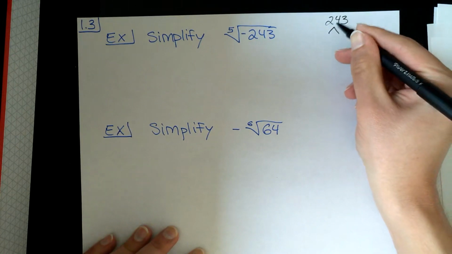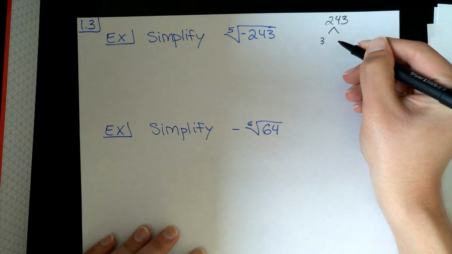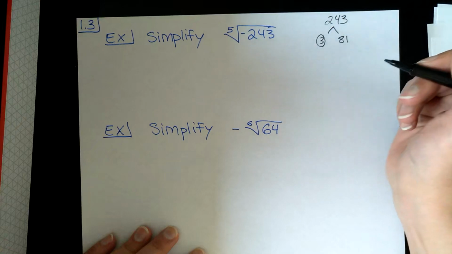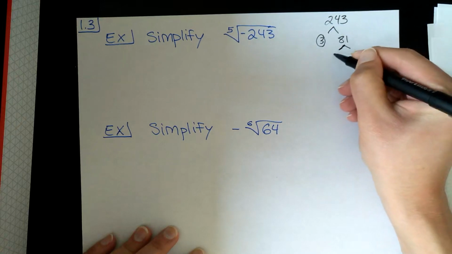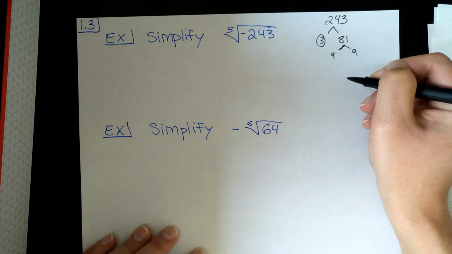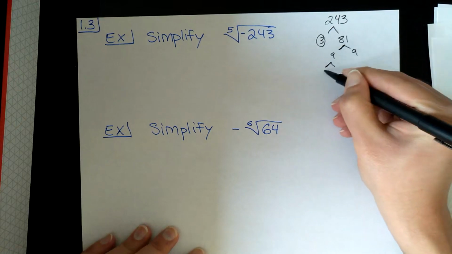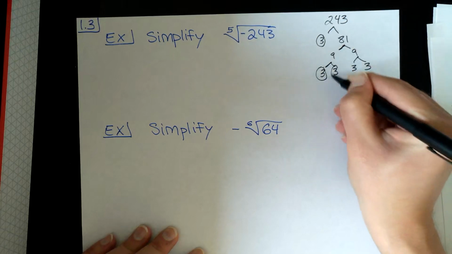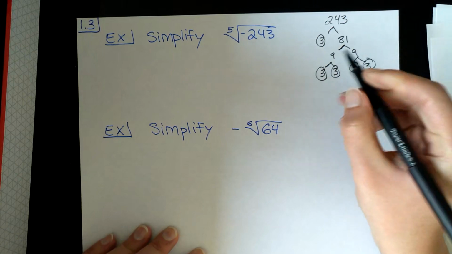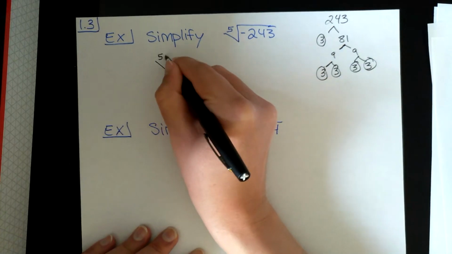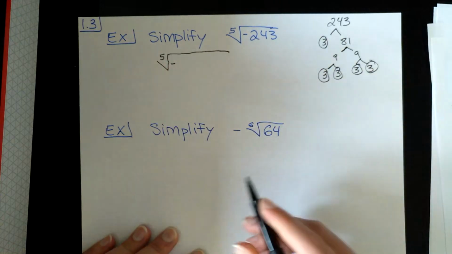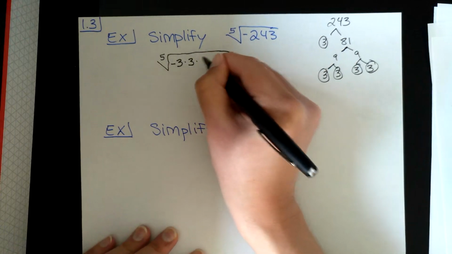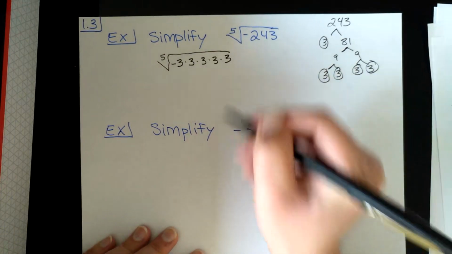243 can be divided by 3, which gives us 3 and 81, and we'll circle 3. 81 is the same thing as 9 times 9, and we can break up 9 into 3 times 3. So circling all of these, we get the 5th root of negative 243 is the same thing as the 5th root of negative 3 times 3 times 3 times 3 times 3.